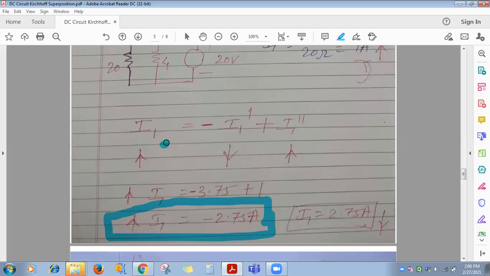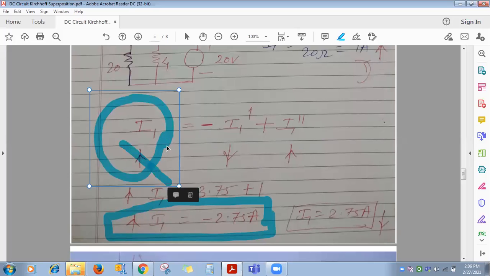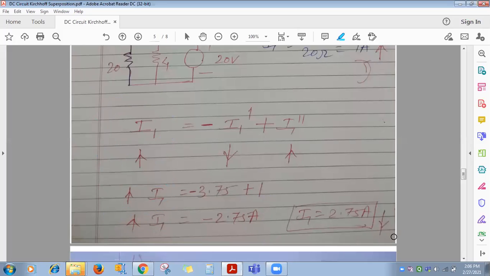What does it mean? Whatever direction you assumed for current flowing through the load resistance, upward, this assumed direction is wrong. Then you just write I1 is equal to plus 2.75 and the direction is downward. No need to write anything more.